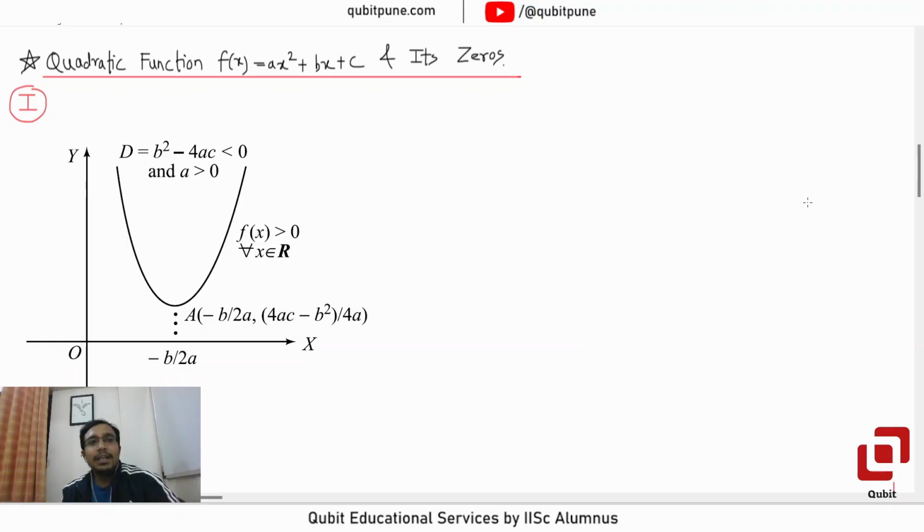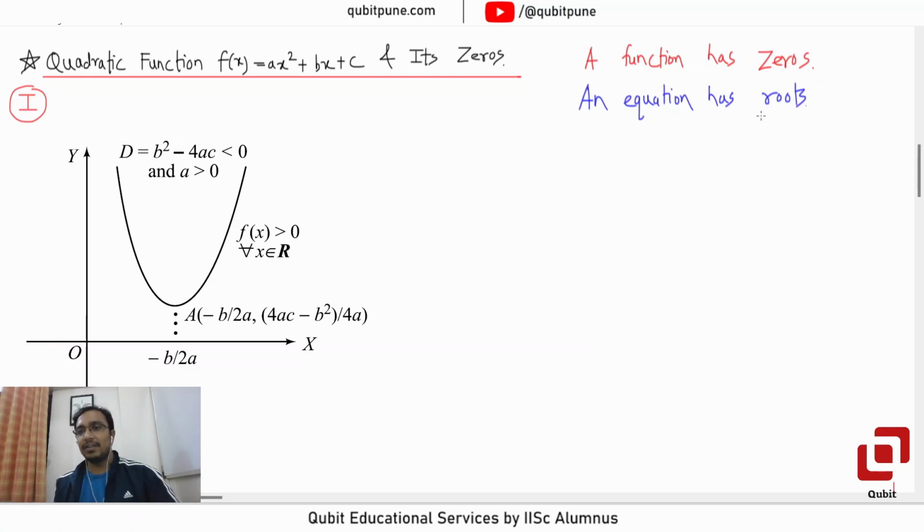So first of all, we make a small change. We do not say quadratic equation now, we say quadratic function. So we know it's ax squared plus bx plus c. It is no longer an equation now, so it is not equal to something. We say quadratic function f of x equal to ax squared plus bx plus c, and its zeros. A function has zeros, an equation has roots. A small difference, but nonetheless important.